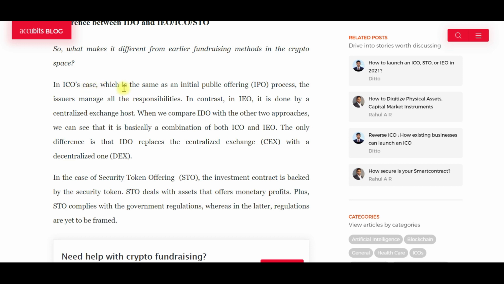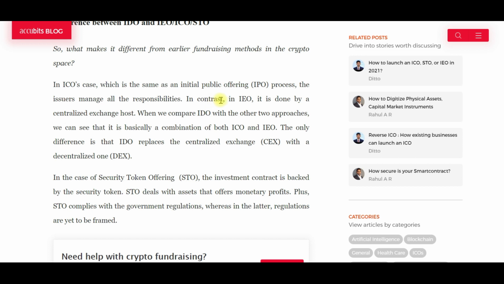In an ICO's case, which is the same as an initial public offering process, which is an IPO, right? So the issuers manage all the responsibilities. Like I told you before, the website that you go to that is telling you to buy their coin on their website, right, is an ICO. They manage all the responsibility. They manage the responsibility of recording all the transaction that was made on the site. They manage the responsibility of issuing out all the tokens correctly to the users. They manage all that stuff, right?